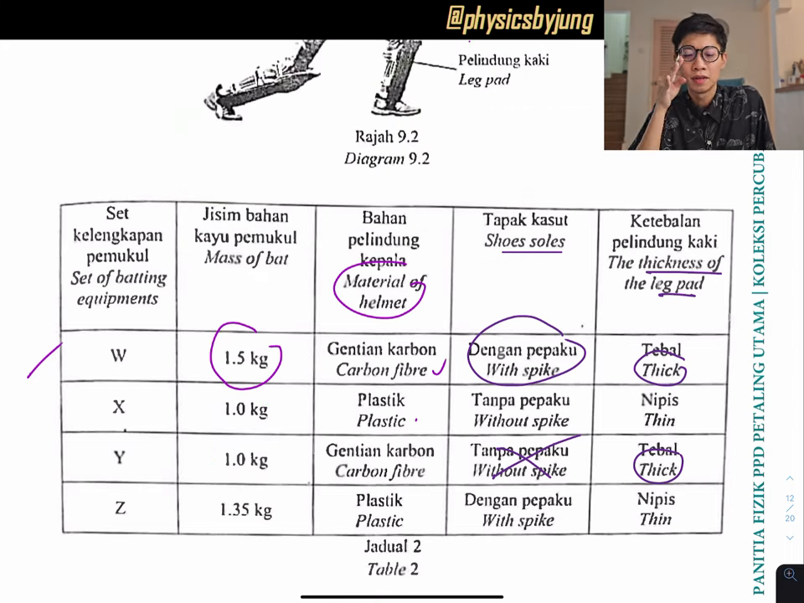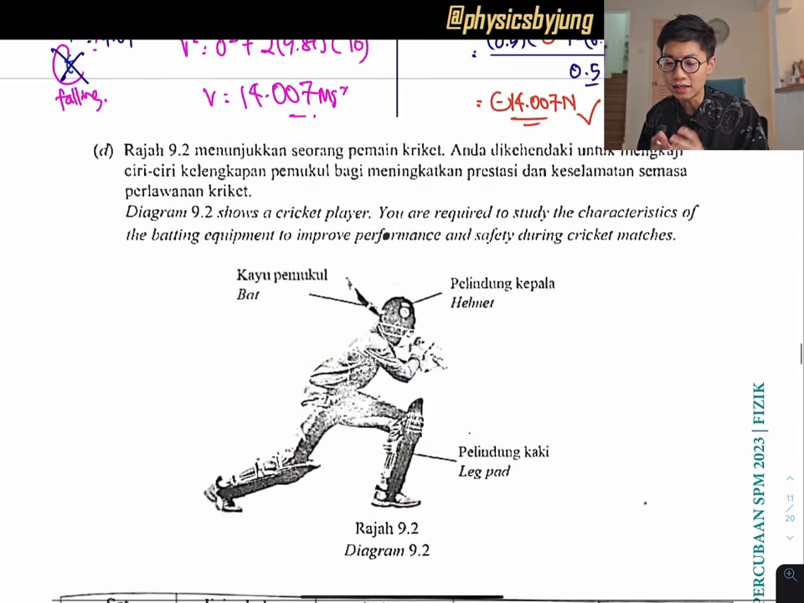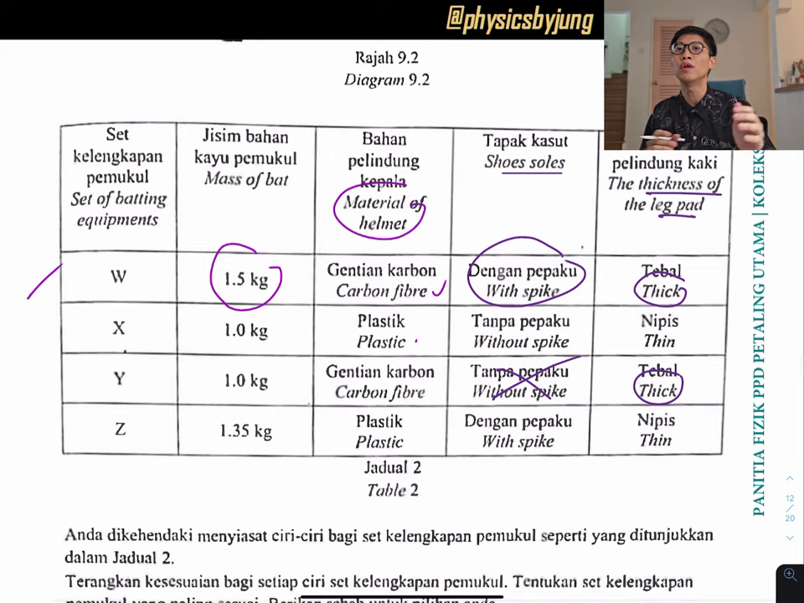Because most of the time, when you look at the mass of something, for most physics questions, we want a lighter mass so that it's easy to swing and everything, especially if you do those badminton questions. But in this case, because cricket is a sport that you might not have seen before, guys, remember, if you have never seen the sport, try to look at everything first. Don't straight away look at the first row or the first column and straight away decide.